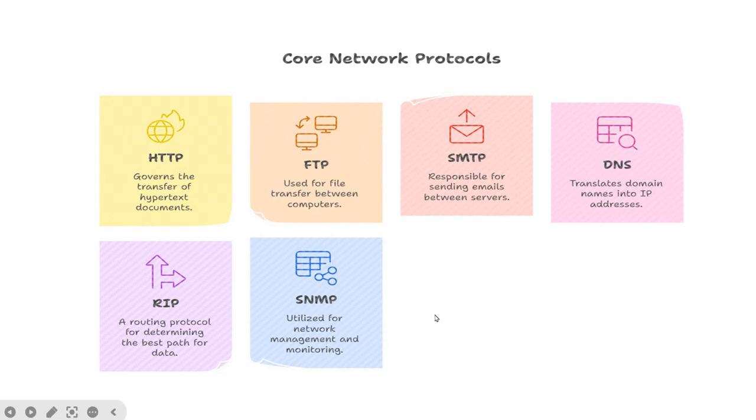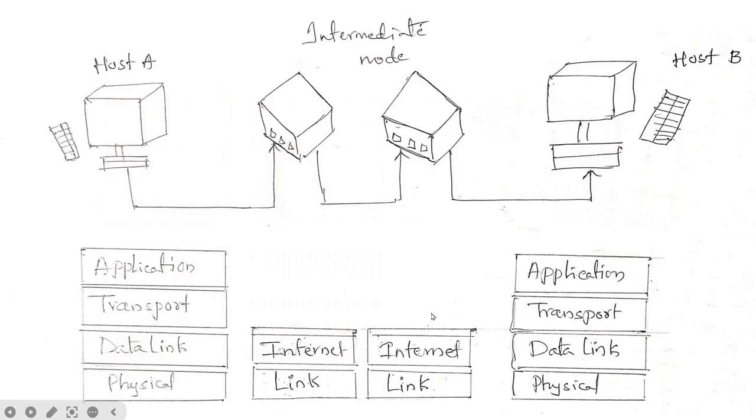So these were the 4 layers of the TCP/IP protocol suite. This is the figure for network communication between two hosts, A and B, which follows the TCP/IP protocol suite. Here you can see the link layer, the internet layer, then the transport layer and the application layer. So this was about the internet protocol suite.